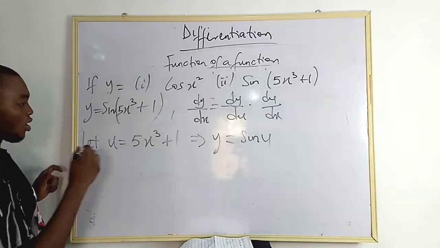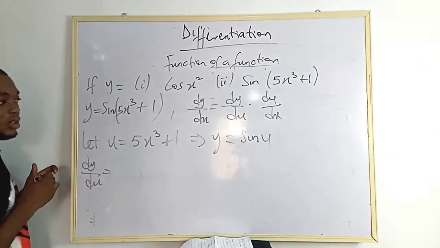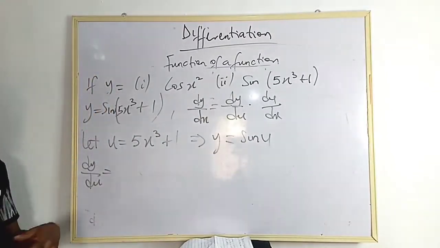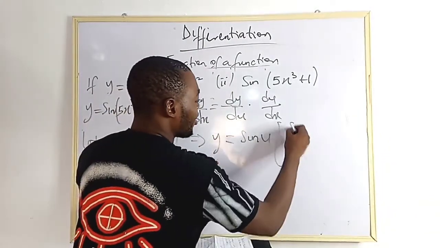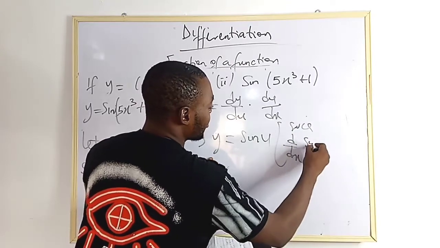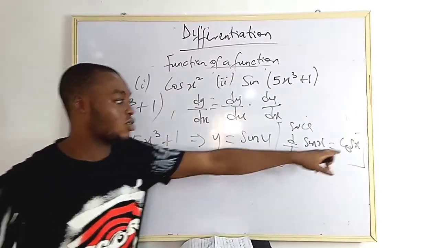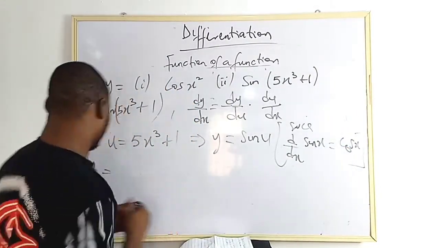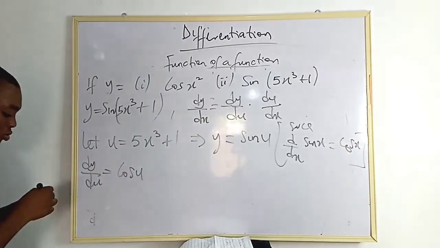Then we find dy/du, that is, you differentiate y with respect to u. We know the derivative of sin x equals cos x, so that implies the derivative of sin u is cos u. So dy/du equals cos u.